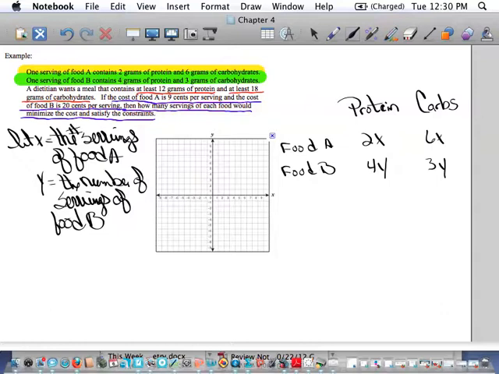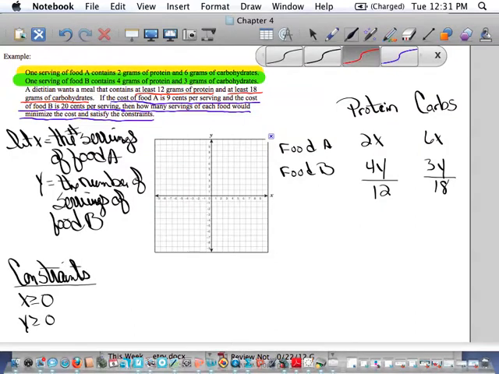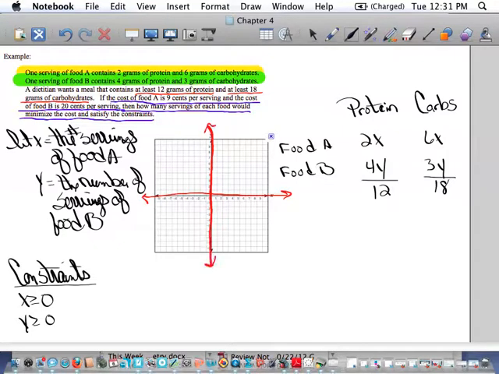Now let's go down to what the dietitian says she wants to have, and that's at least 12 grams of protein and at least 18 grams of carbohydrates. So now let's look at writing our constraints. Again, X is going to be greater than or equal to 0, and Y is going to be greater than or equal to 0 because we're not going to have less than 0 grams of protein or 0 grams of carbohydrates. So we're again looking at that first quadrant as being the region that our graph will fall in.